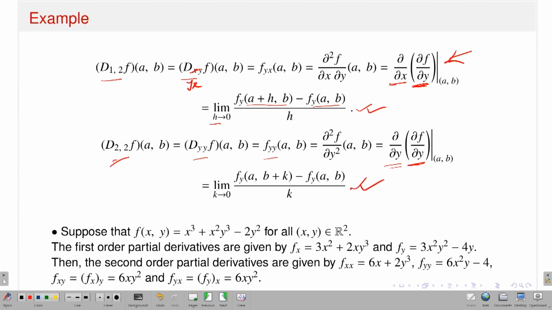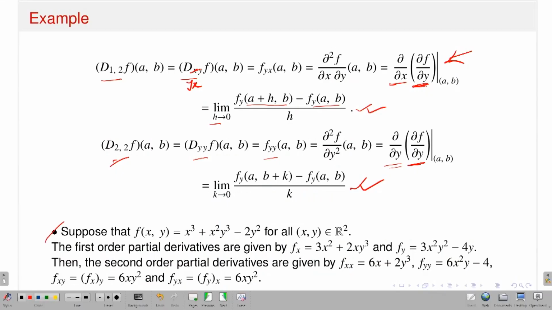So, if I have a function from R2 to R, then there are 4 second order partial derivatives. What are those? First one is del 2f del x square, second one is del 2f del y square, then third one is del 2f del y del x, and fourth one is del 2f del x del y. Okay. So, one example I have given. Suppose you have a function f x y which is x cube plus x square y cube minus 2 y square for all x y.